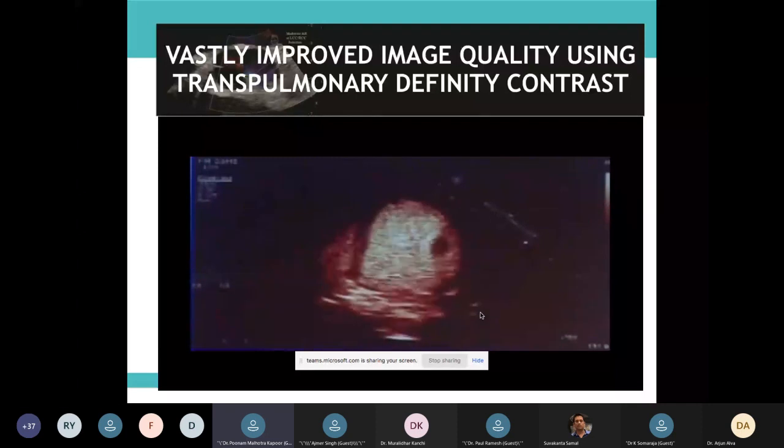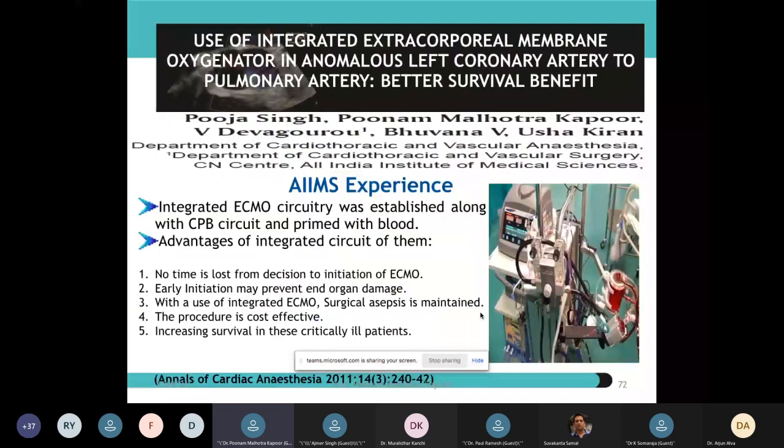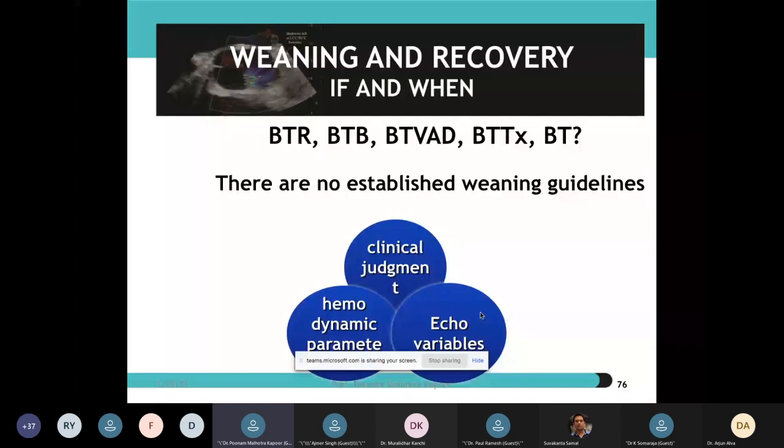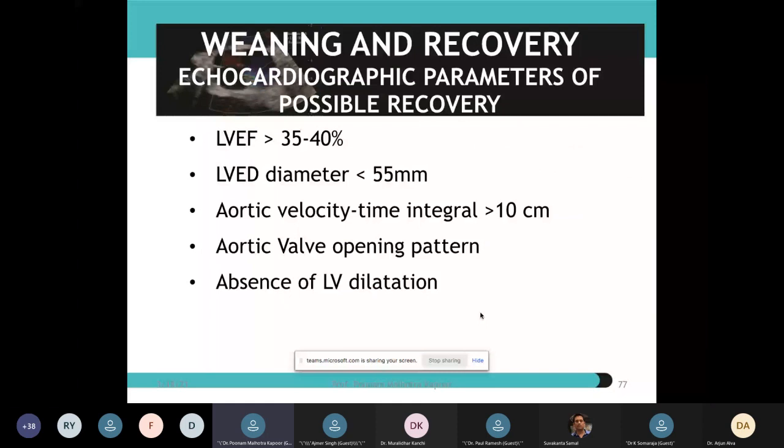And this thrombus in the RV, using the integrated ECMO approach that we did and ruling out the complications, has to be surgically removed with good clinical judgment, hemodynamic parameters, and good echo variables. What are these variables? An ejection fraction of more than 35 to 40%, an end diastolic diameter of less than 55 millimeters, a velocity time integral of more than 10 centimeters, aortic valve opening very nicely without any worsening aortic regurgitation, and absence of any LV distension or dilatation. Then my patient is ready to be weaned off from ECMO.